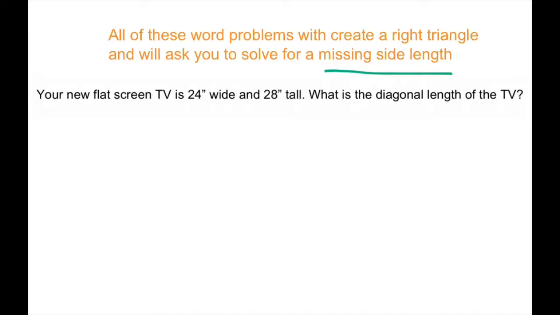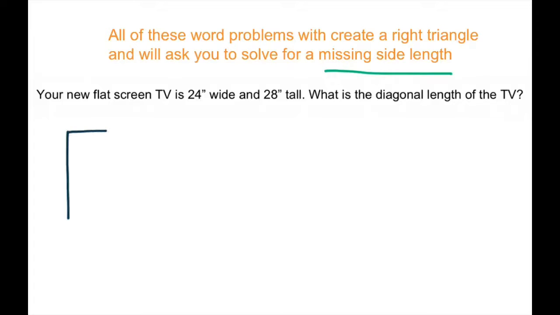Before you start with any of the word problems, it's important that you draw a diagram. So what I would like you to do is pause this video, read the question, and try to draw your own diagram and find where that right triangle is. So the question's asking, your new flat screen TV is 24 inches wide and 28 inches tall. What is the diagonal length of the TV?